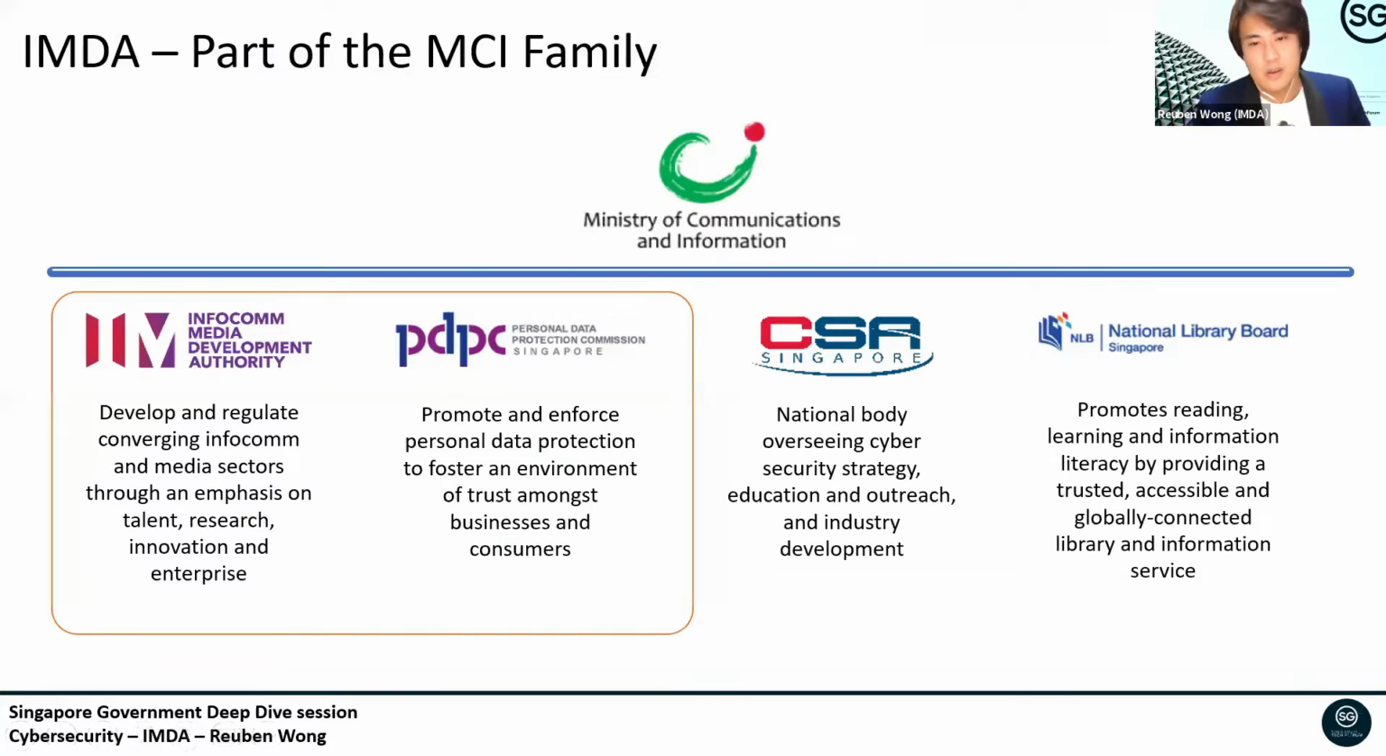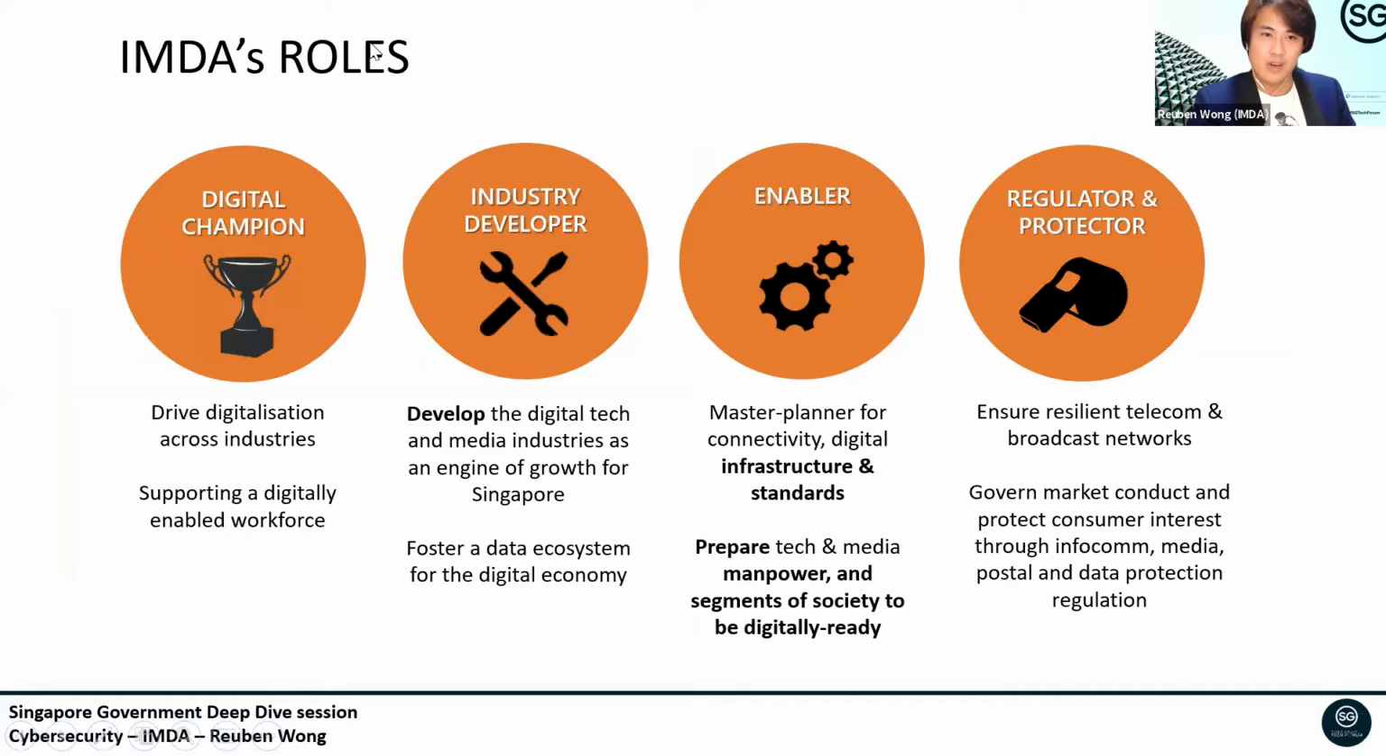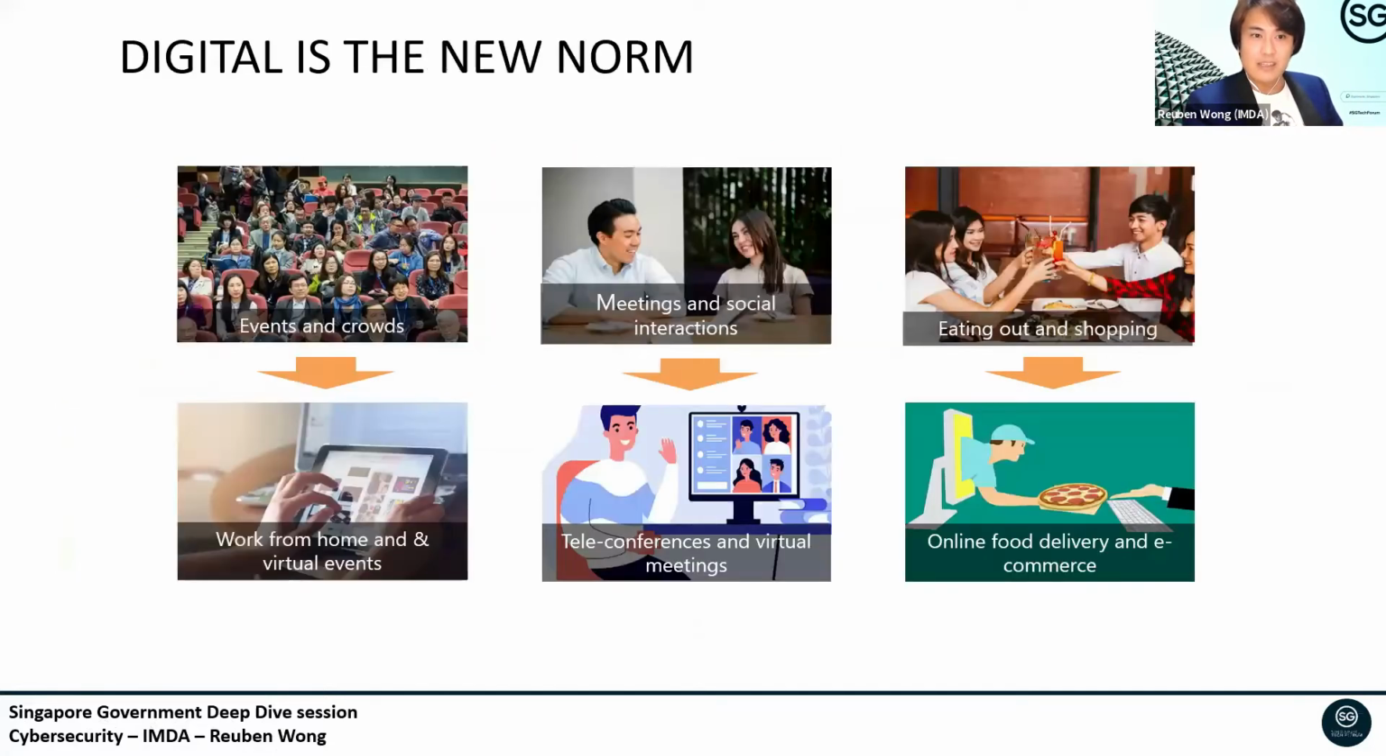Here we go. So IMDA was formed in October 2016. We are part of a family, the Ministry of Communications and Information. And broadly speaking, we develop and regulate the Infocomm media sector. And we take on 4 main roles. Firstly, we champion digitalization across all the industries, and we work with a lot of agencies for this. And secondly, we also grow the industry and build up our own ICT and media companies. And thirdly, we take a master planner role for connectivity and infra. I'll talk more about that in a moment. And finally, as a regulator, we issue licenses for telcos and broadcasters.